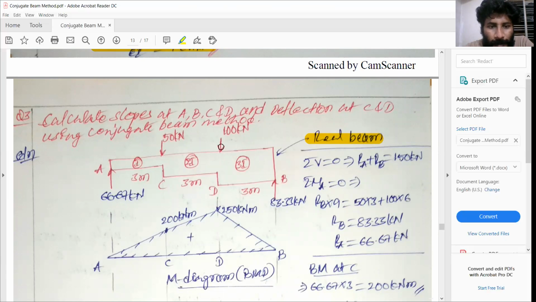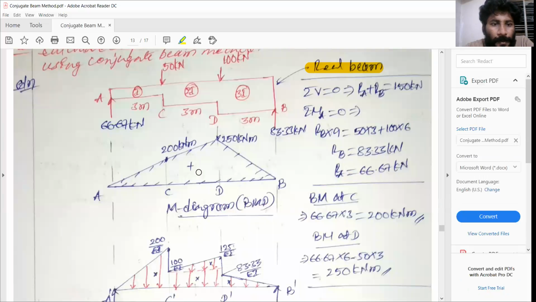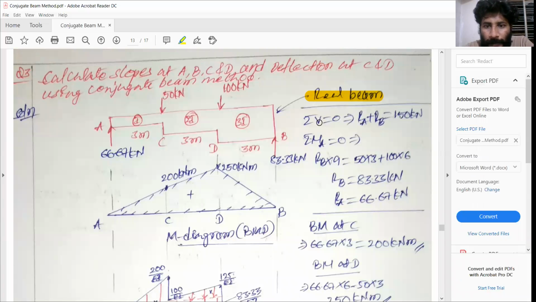As soon as we see that there is a change of cross section, definitely in the M by EI diagram there will also be a change in ordinate. So first we have to calculate the reactions. The reaction, summation V is equal to 0, RA plus RB is equal to this vertical downward load, and take summation MA is equal to 0. We can find the RA and RB values. So you can see that RB is equal to 83.33 and RA is equal to 66.67.